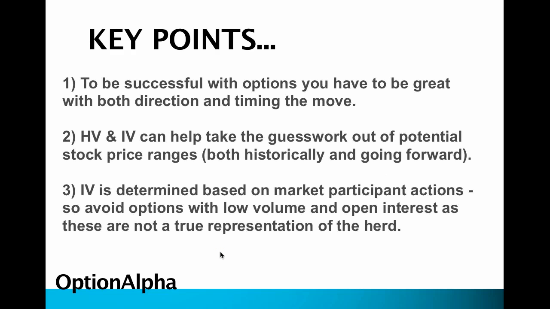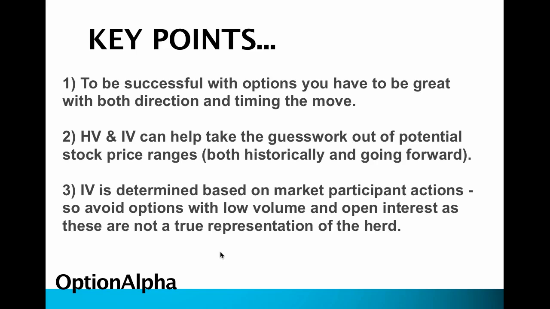So some key points to remember about historical versus implied volatility. To be successful with options, you have to be great with both direction and timing of the move. And that's just the true essence of trading in general. We really have to be good at taking advantage of direction and timing with option trading. Now, historical and implied volatility can help take the guesswork out of potential stock ranges because this gives you a point of reference going forward.